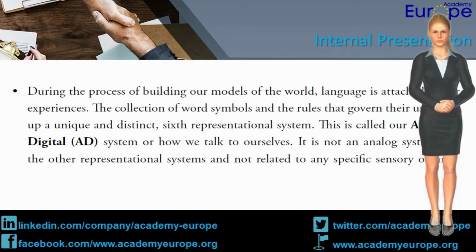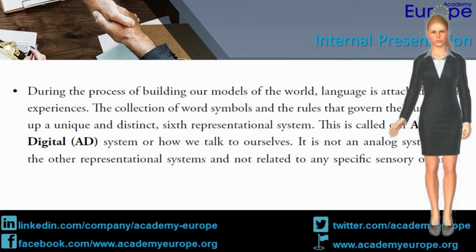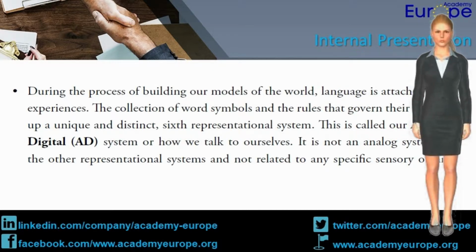The collection of word symbols and the rules that govern their use make up a unique and distinct, sixth representational system. This is called our auditory digital (AD) system, or how we talk to ourselves. It is not an analog system like the other representational systems and not related to any specific sensory organ.